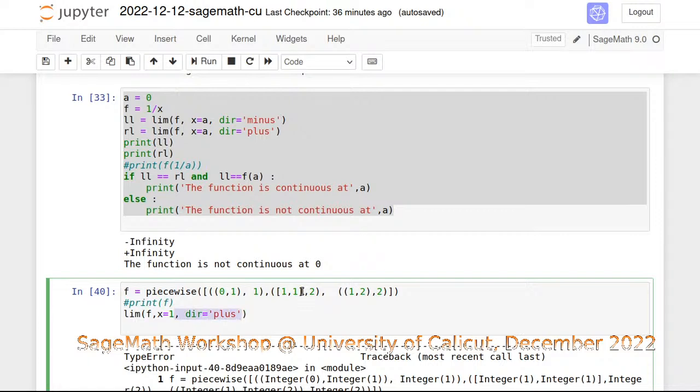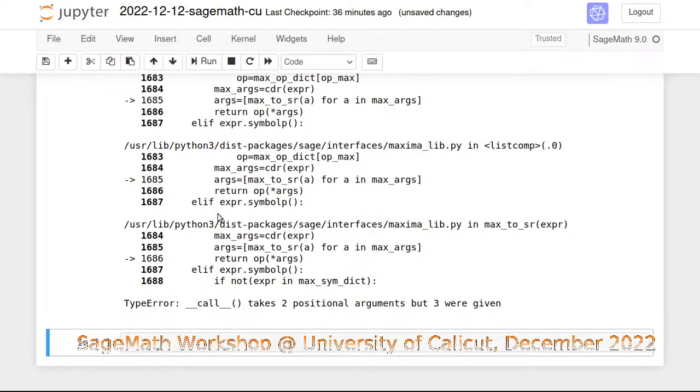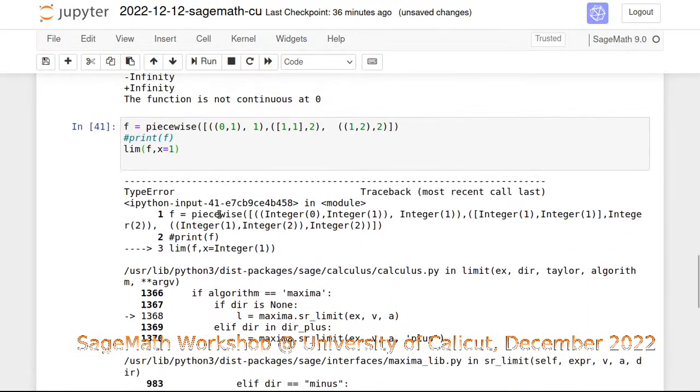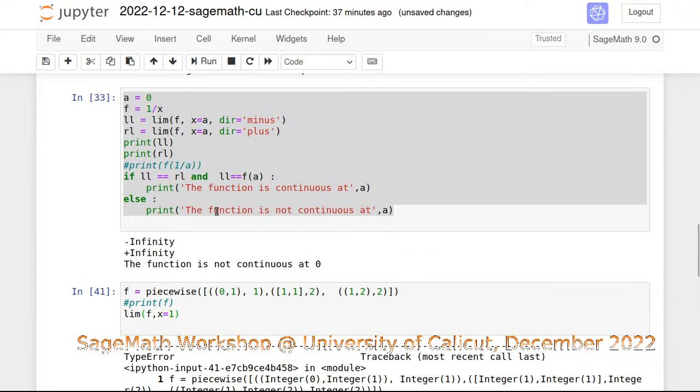So the direction is plus. So it is not interested in computing the limit. Where is that error? Where does this start? Limit f x equal to. It is not interested in our own defined functions to compute the limit. That's surprising. User defined functions.